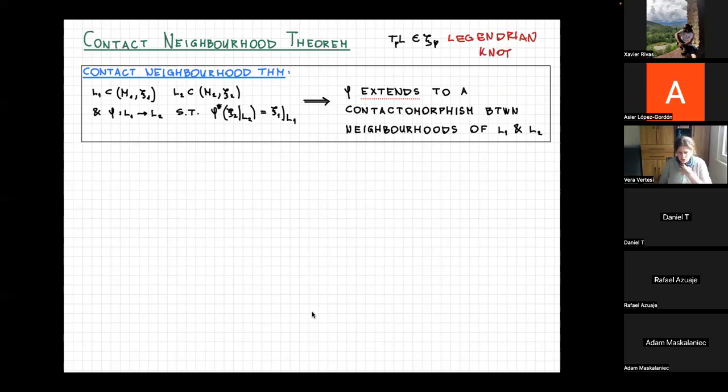And as it turns out, the contact neighborhood theorem says that if you have two Legendrian knots and you have a map which carries the contact structure from one to the other along the knots, then there is a contactomorphism between the two structures which brings the neighborhoods to each other. So if the contact structure is the same on the knot, then they are also the same in the neighborhood of the knot. So this rotation is really telling you a lot of things. In this sense, it's sort of rigid.